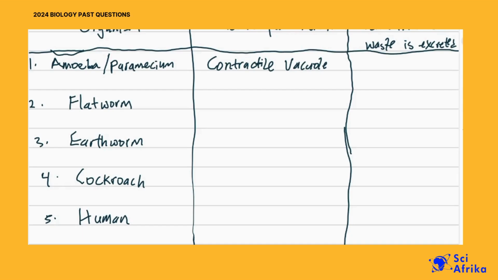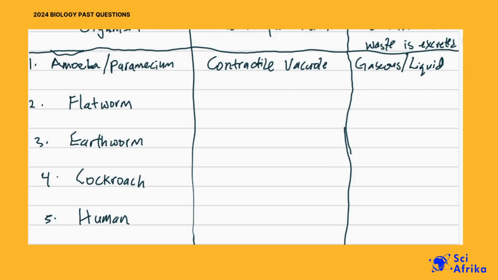Now let's go down to the form in which the waste is excreted by the organism. Is it in liquid form, gaseous form, or solid form? The answer to that question is that they excrete their waste in either gaseous or liquid form. Either of these is a go for that question.